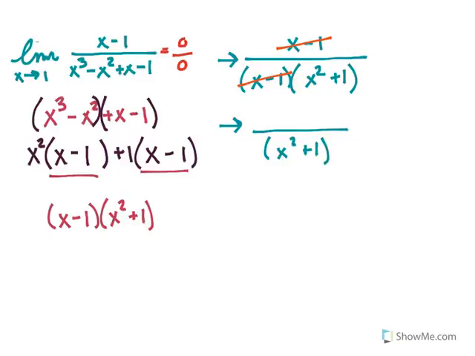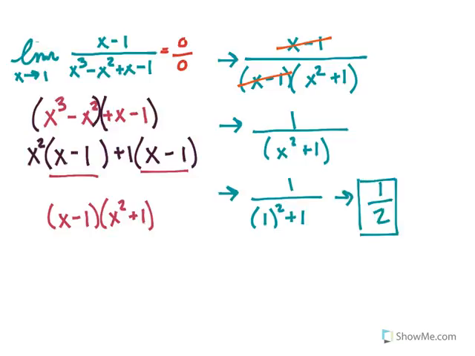And if you're ever left without anything in the numerator, it's just going to have a place value of 1 to just make sure that it's a fraction. So again, we're going to try to plug in 1, since that's what we're approaching. And it's not going to cause us any problems this time. So we're going to have 1 squared plus 1. That's 1 plus 1, which is going to give us a limit of 1/2. And that is how we do our first technique of factoring.